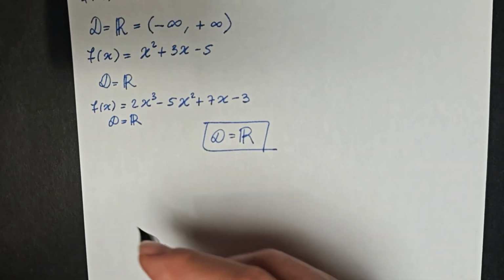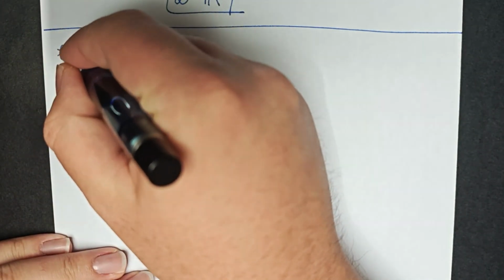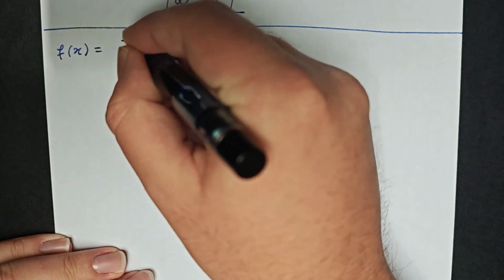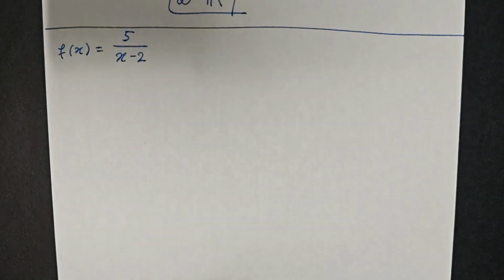A case a little bit more complicated than the ones we dealt with so far is one where the function f of x is defined as 5 over x minus 2. As you can see, in this case we are dealing with a function which is rational. The question remains the same: how to find the domain of this function?